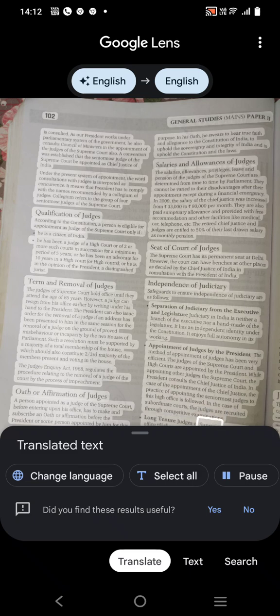Long tenure. Judges of the Supreme Court remain in office till they attain the age of 65 years. This age limit ensures a long tenure for the judges.